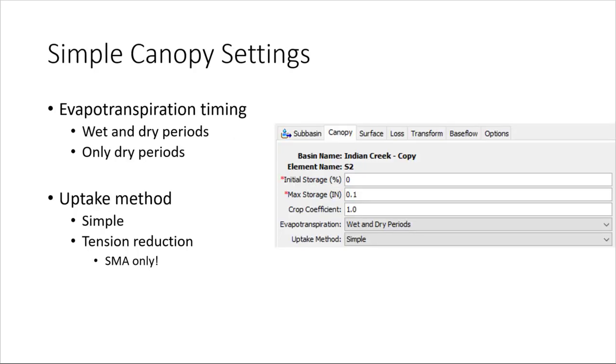The simple canopy method is what you should use in the vast majority of cases. The storage terms control interception. The ET settings are below. You can choose your crop coefficient, during which period's actual ET is computed, and the uptake method. Unless you are using the SMA loss method, use the simple uptake method.